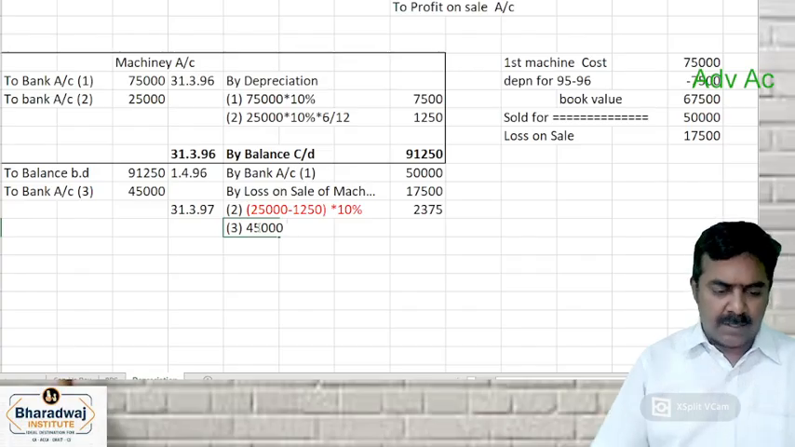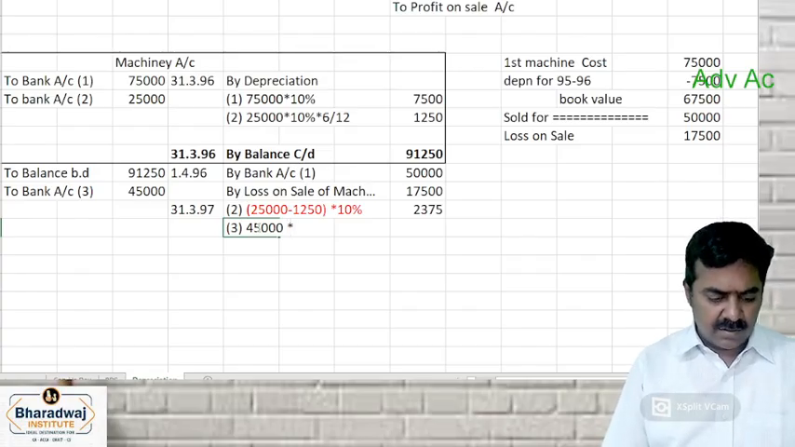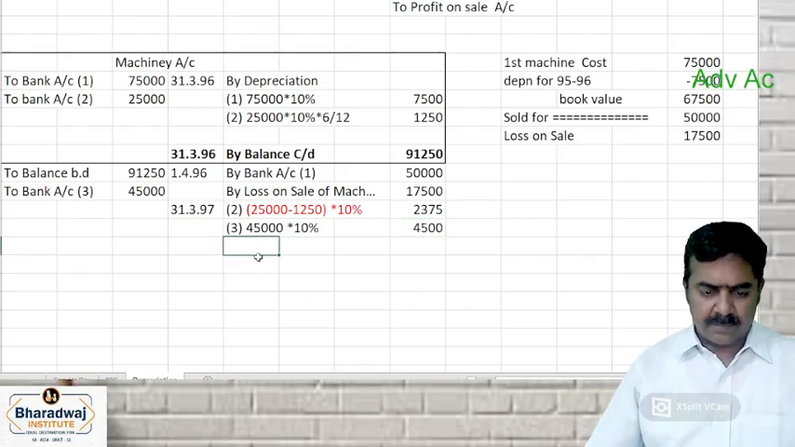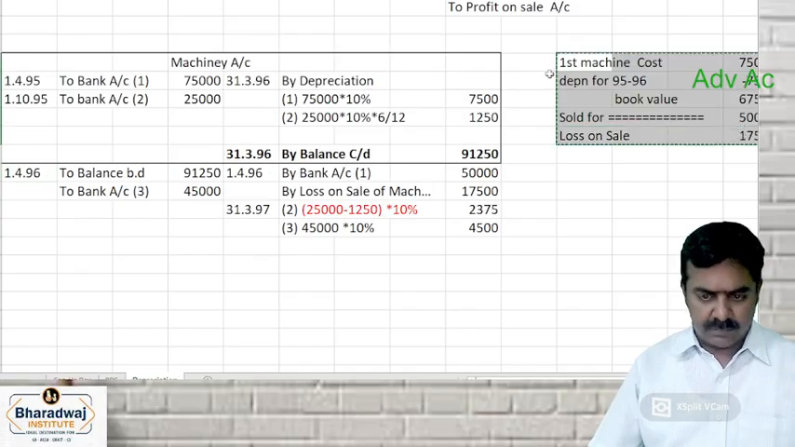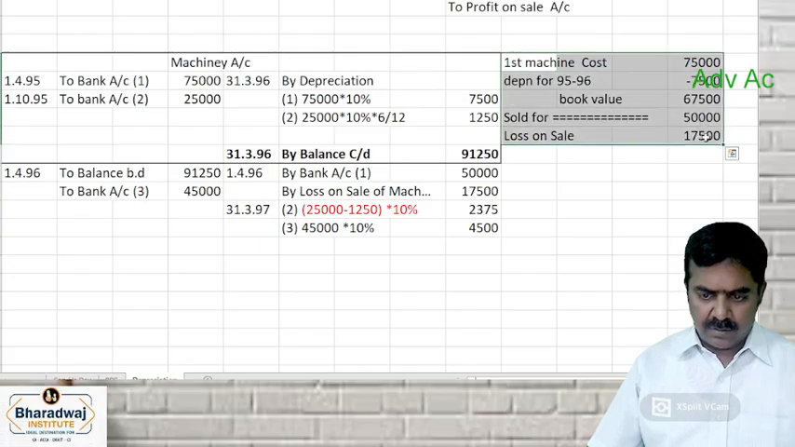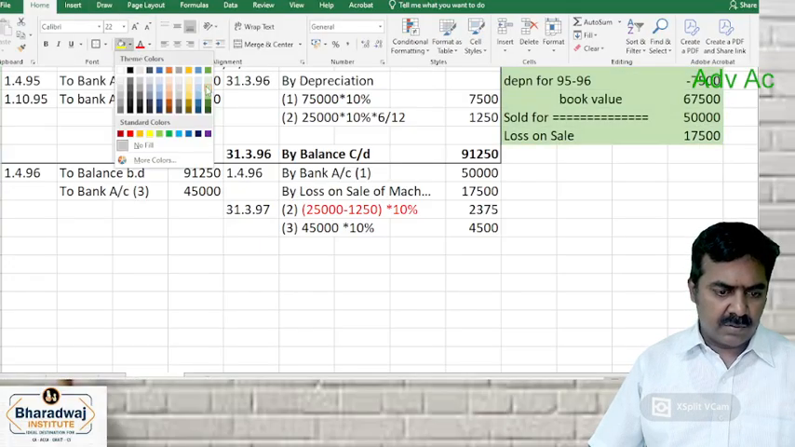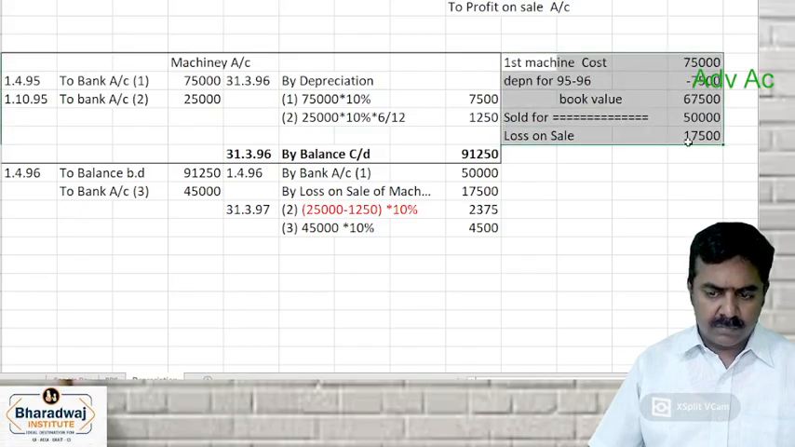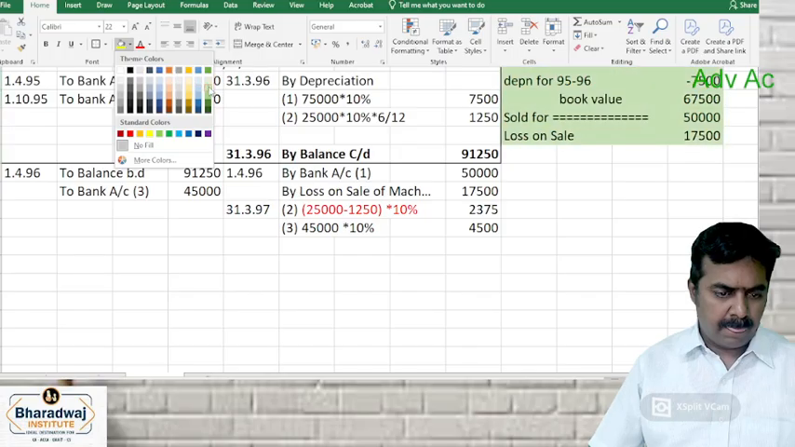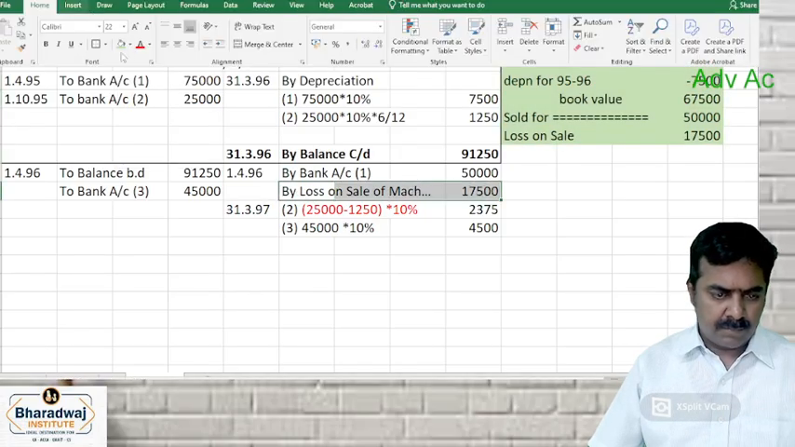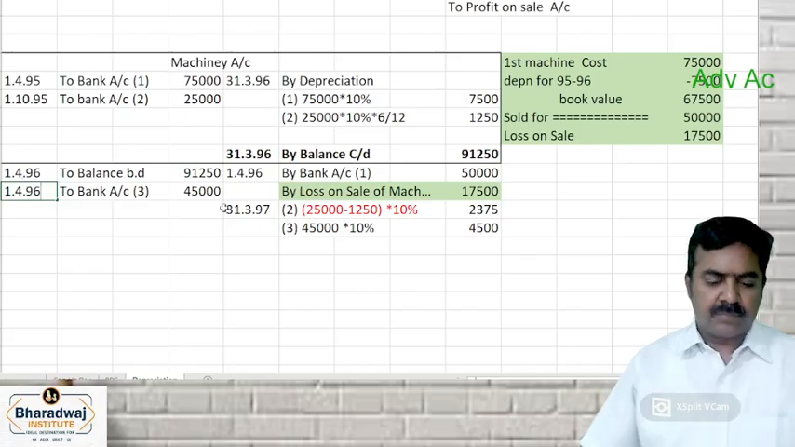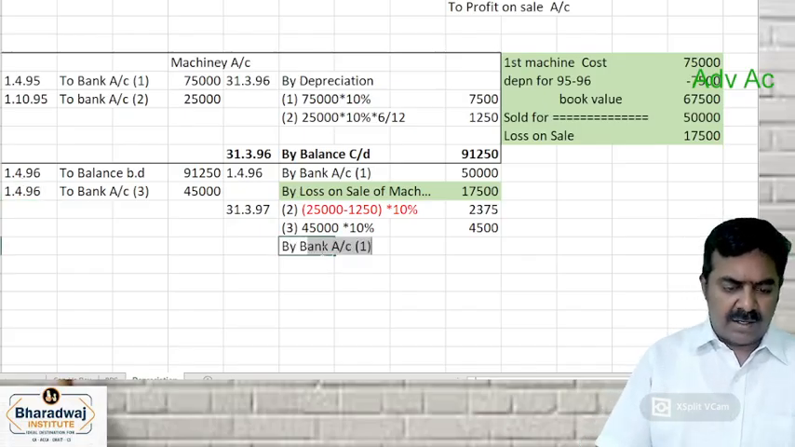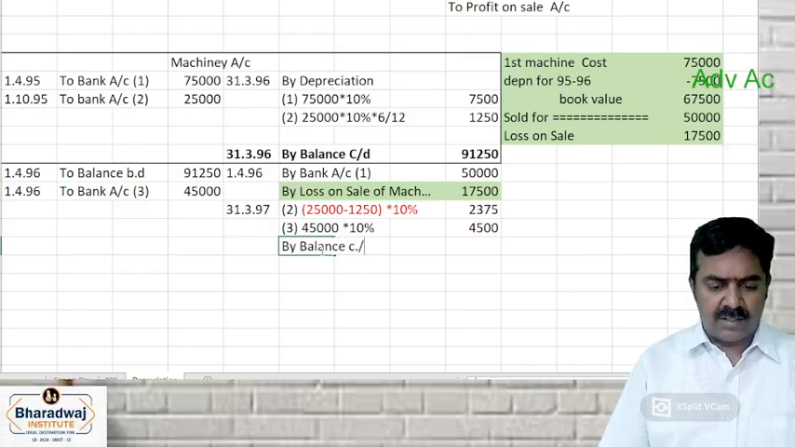The third machinery was just now purchased for how much? 45,000. Of course, since it was purchased on first April, into how many months? That is a full year, 10%. How much will it come to? 4,500. On the same day we are buying. This is for finding out loss on sale. This is purchased on 1/4/96. Wait for the balance carry down. Balance carry down.